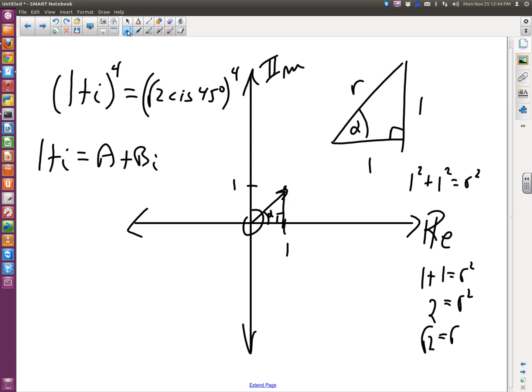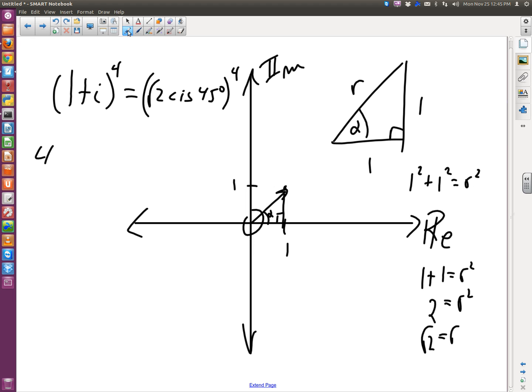The number I'm taking to the fourth power is rad 2 cis 45. Rad 2 is the length, the r. 45 is the angle, the alpha. Is this okay? So now it's real easy. How do you take the fourth power of rad 2 cis 45? You take rad 2 times rad 2 times rad 2 times rad 2. That's not bad. Rad 2 times rad 2 is 2. Rad 2 times the other rad 2 is 2. And the 2 times the 2 is 4.